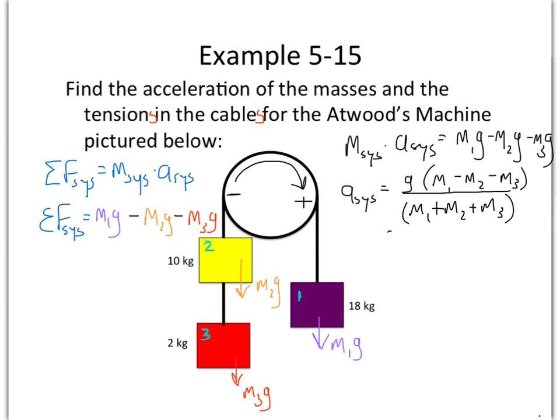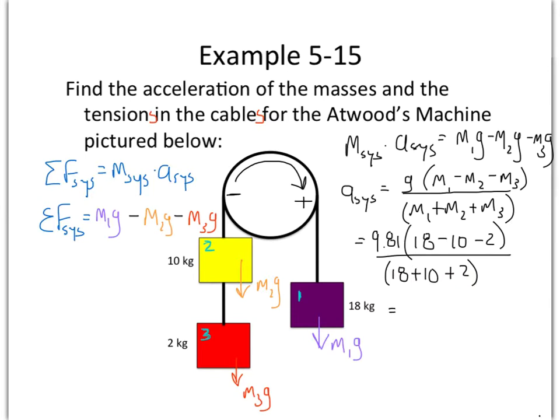I'm going to move this over, because I'm going to run out of space. Acceleration of the system is going to be 9.81 meters per second squared, of course, times a quantity: mass 1, that's 18 kilograms, minus 10 kilograms minus 2 kilograms, because they're acting in the opposite direction as the 18, all divided by 18 plus 10 plus 2. That's the whole system. So even though the forces are acting against each other, whatever the difference between 18, 10, and 2 is, that's the mass acting with gravity to create the force, but you've got to use that force to pull the whole system, which is the sum of all those together.